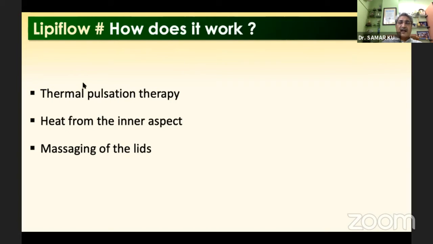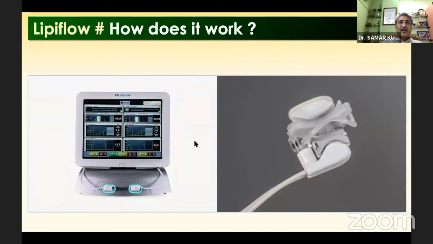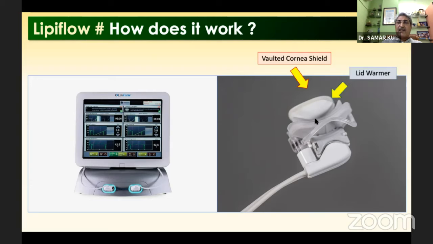How does it work? As I told, thermal pulsation, with heat from the inner side and massaging of the lids. So this is the activator. You see this device is for single use. This is the vault corneal shield to protect the cornea. This is the lid warmer here, and you see the silicone inflation massager.